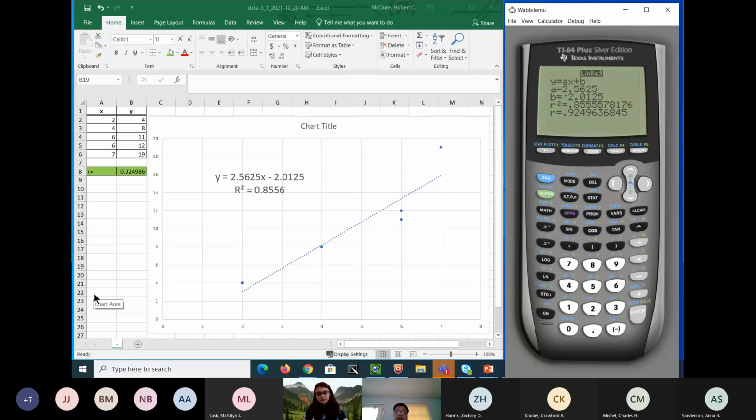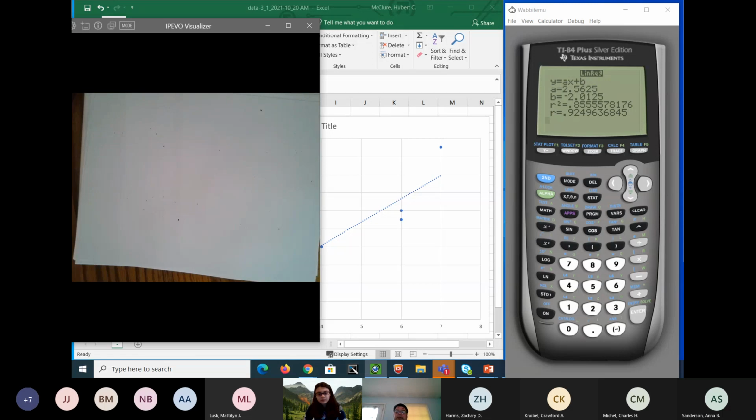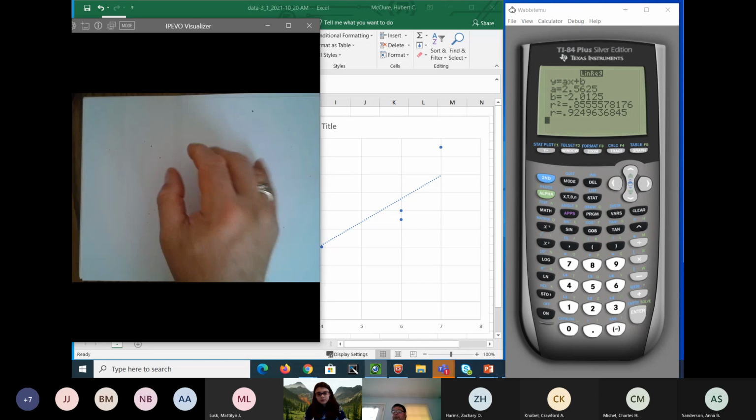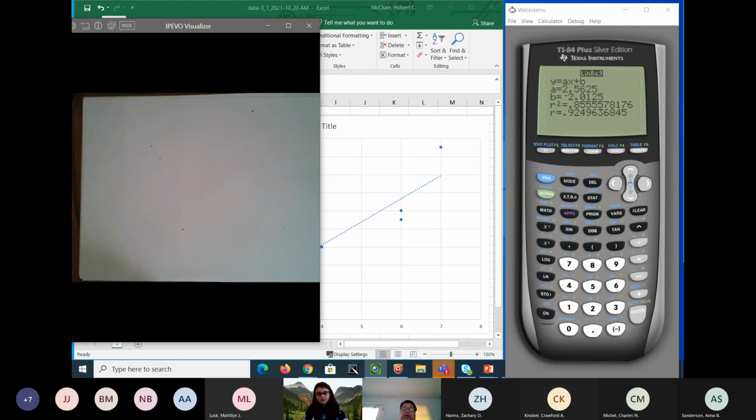Now, let me go ahead and talk to you about this because I want you to see that you're not crazy. I remember telling you that the probability and statistics people, whoever started it, wanted to make things different because they didn't want to be associated with mathematics and algebra. So they changed a lot of things.